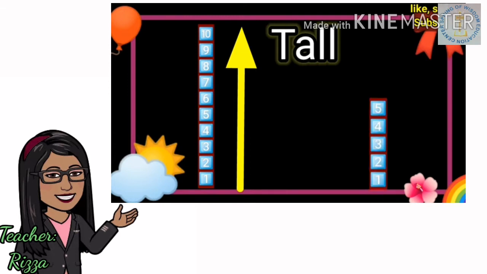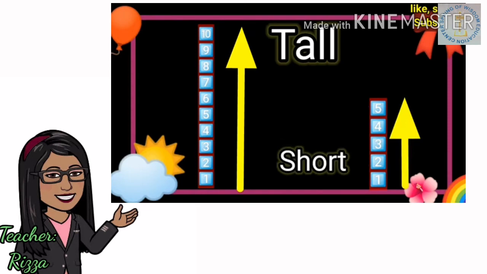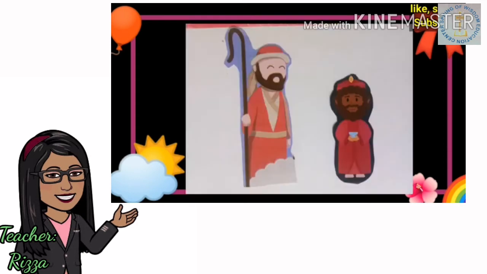Now look at this. This tower is short. Let's count the blocks. 1, 2, 3, 4, 5. So, this is short. You can see the length of this block is short. Say with me, short, short.